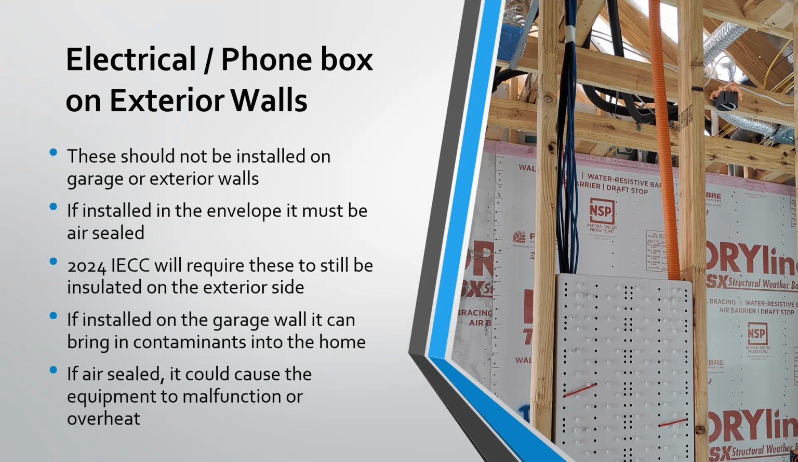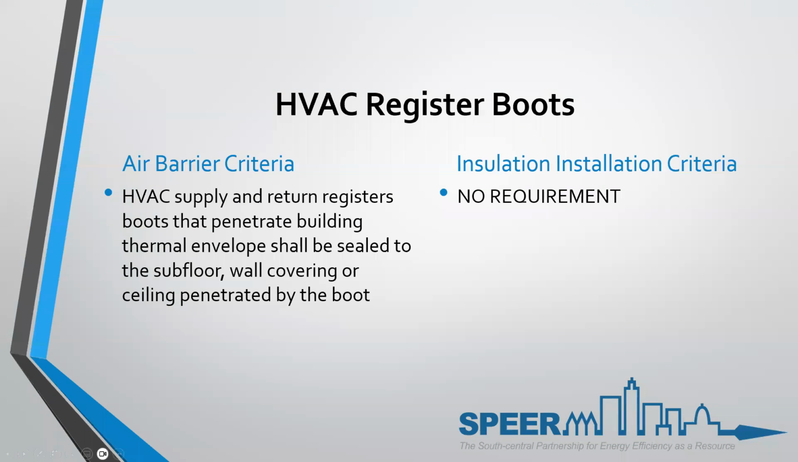As I said a second ago, the 2024 IECC, being written and published soon, will require there to also be insulation behind these boxes. Insulation is still air permeable, so that will not overheat the equipment, but you're going to have to fur these out to be able to hold that so you can also get insulation. If installed on the garage wall, it brings contaminants into the home, such as CO. If air sealed, it could cause damage from the equipment. We just talked about that, but it can leave the equipment malfunctioning.